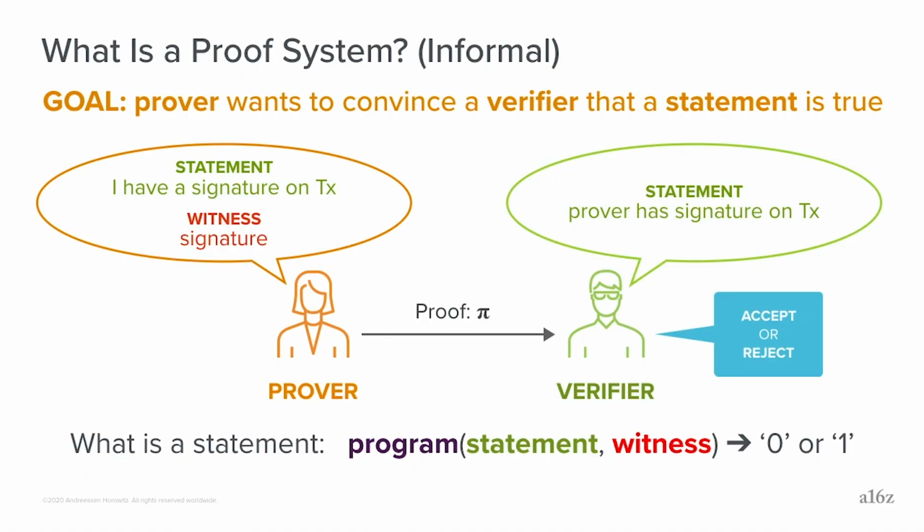Okay, so what's a statement? As I said, a statement is basically a program that's applied to two inputs, the statement and the witness. And you can prove that given a statement, you have a witness that makes the program output 1. That's kind of what the zero-knowledge proof system does.